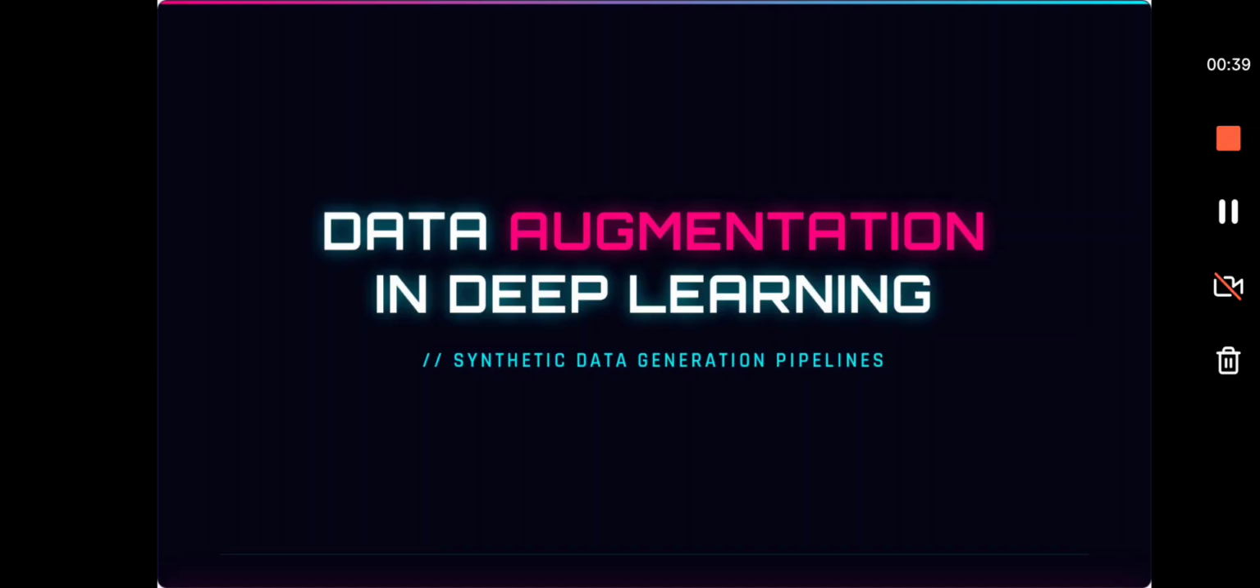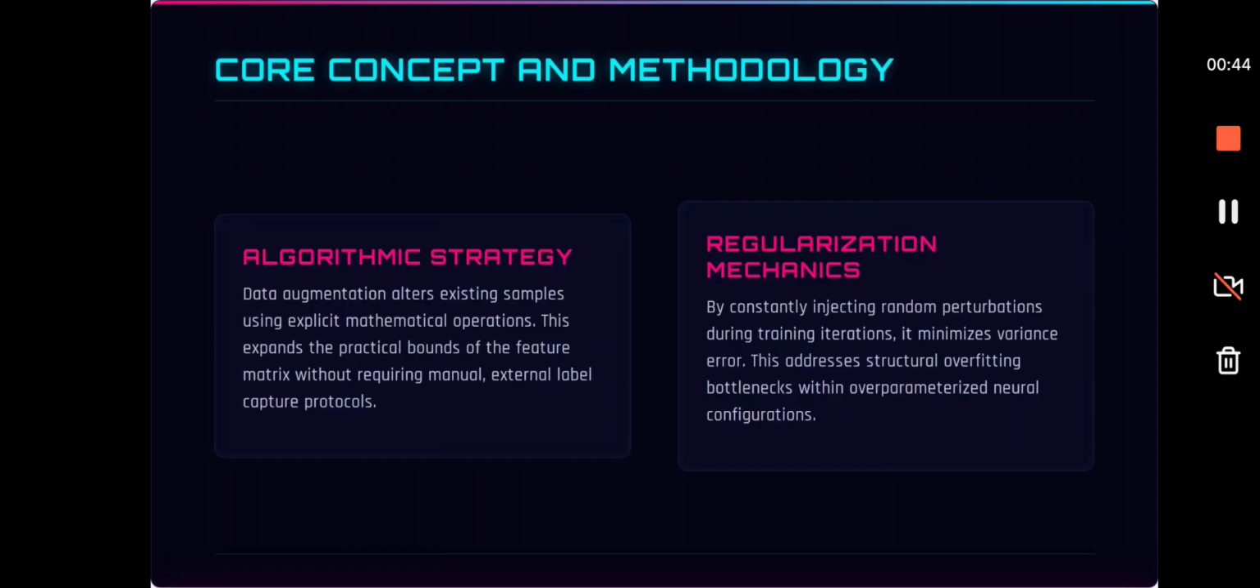So first, let us understand the core concept and methodology behind the data augmentation system. Data augmentation works by modifying the existing training samples using mathematical transformations. Instead of collecting new data manually, the system creates additional training examples from the available dataset. These modifications may include rotations, flipping, warping, brightness adjustment, or noise injection. This process expands the diversity of the feature space while preserving the original labels.